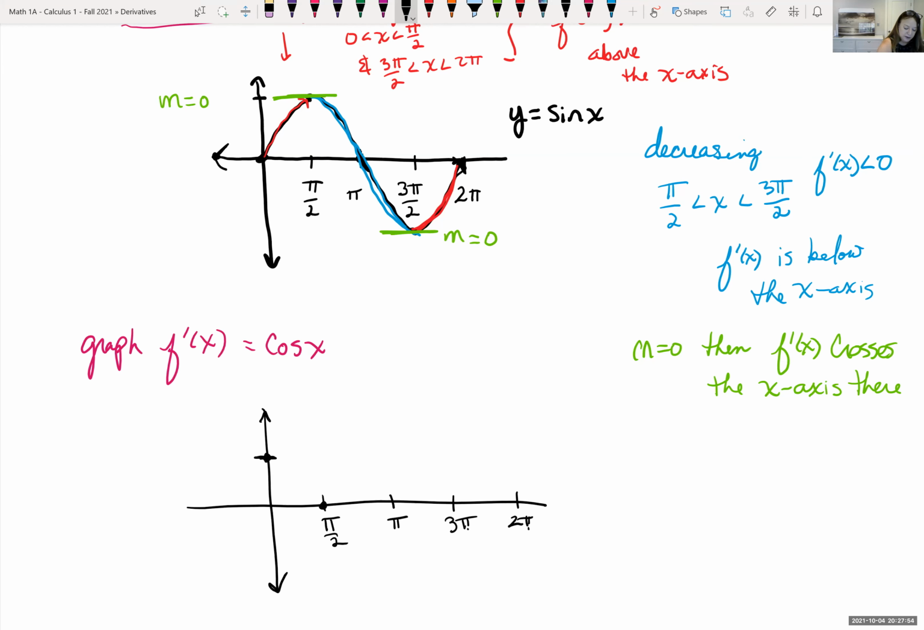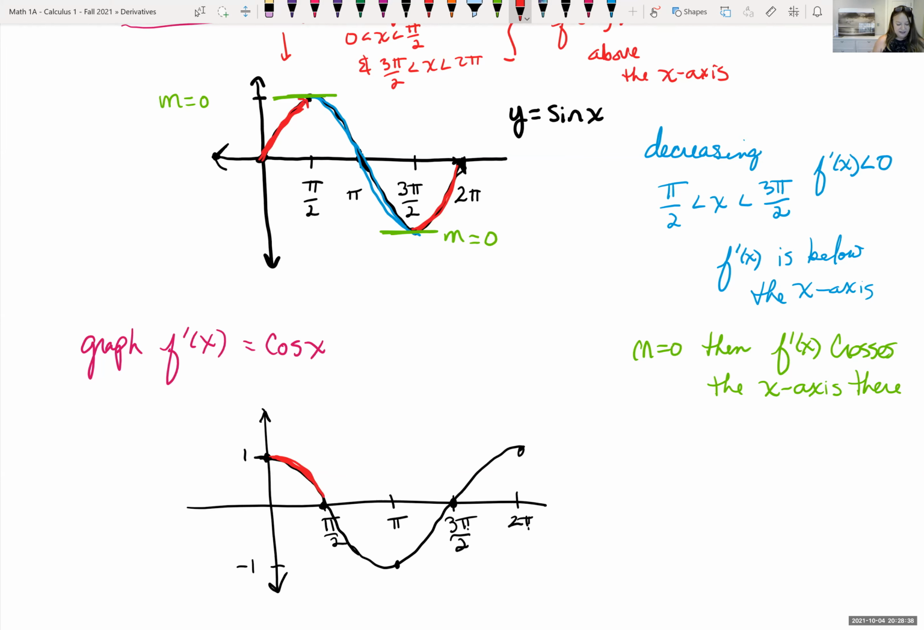At pi halves, we get 0. At pi, we get -1. At 3 pi halves, we're back up to 0. And at 2 pi, we're back up to 1. Okay, so notice that first piece between 0 and pi halves. What did we say? We said that the derivative function, since the original was increasing, had to be above the x-axis. So notice that this piece is above the x-axis between 0 and pi halves.